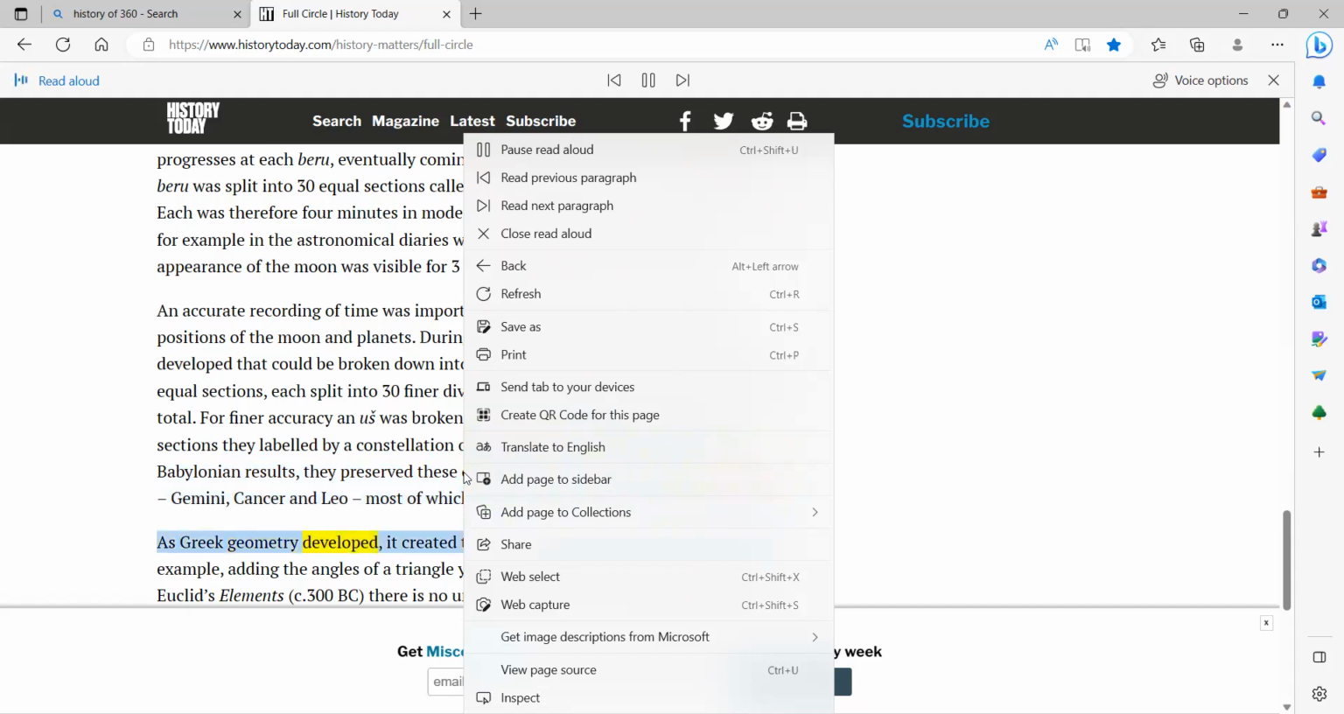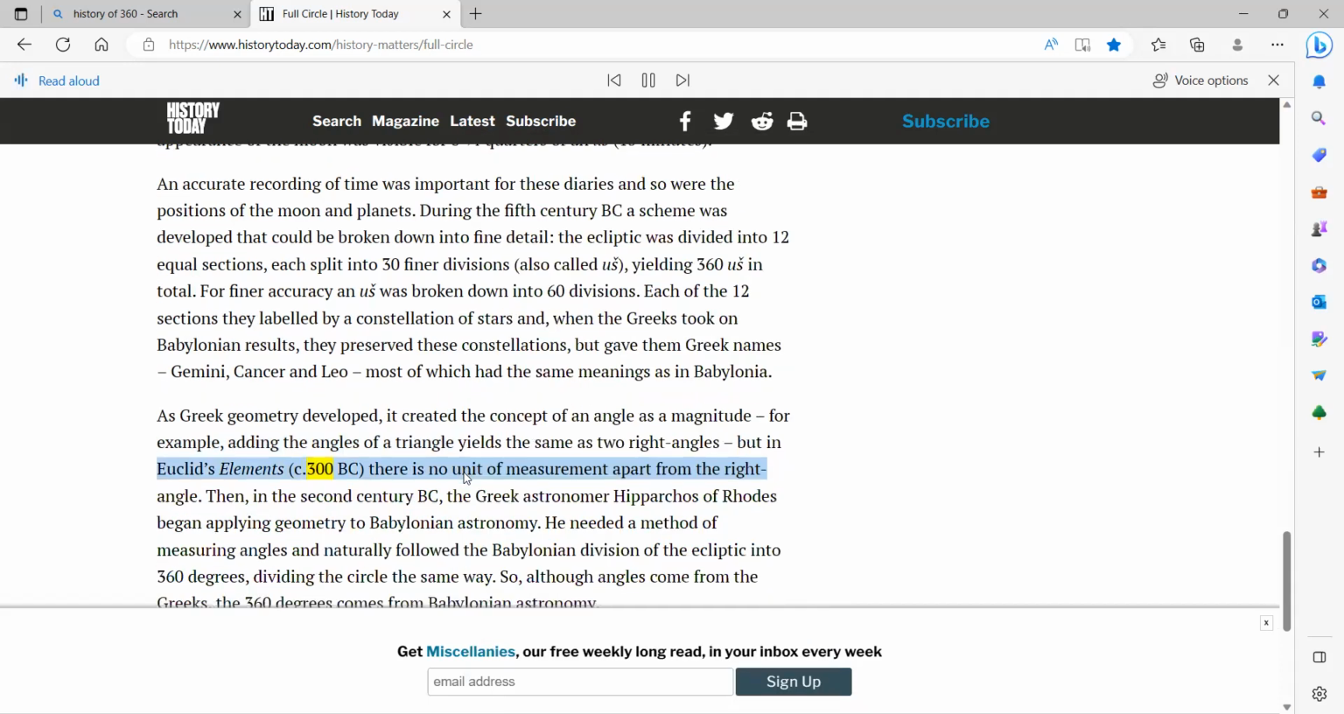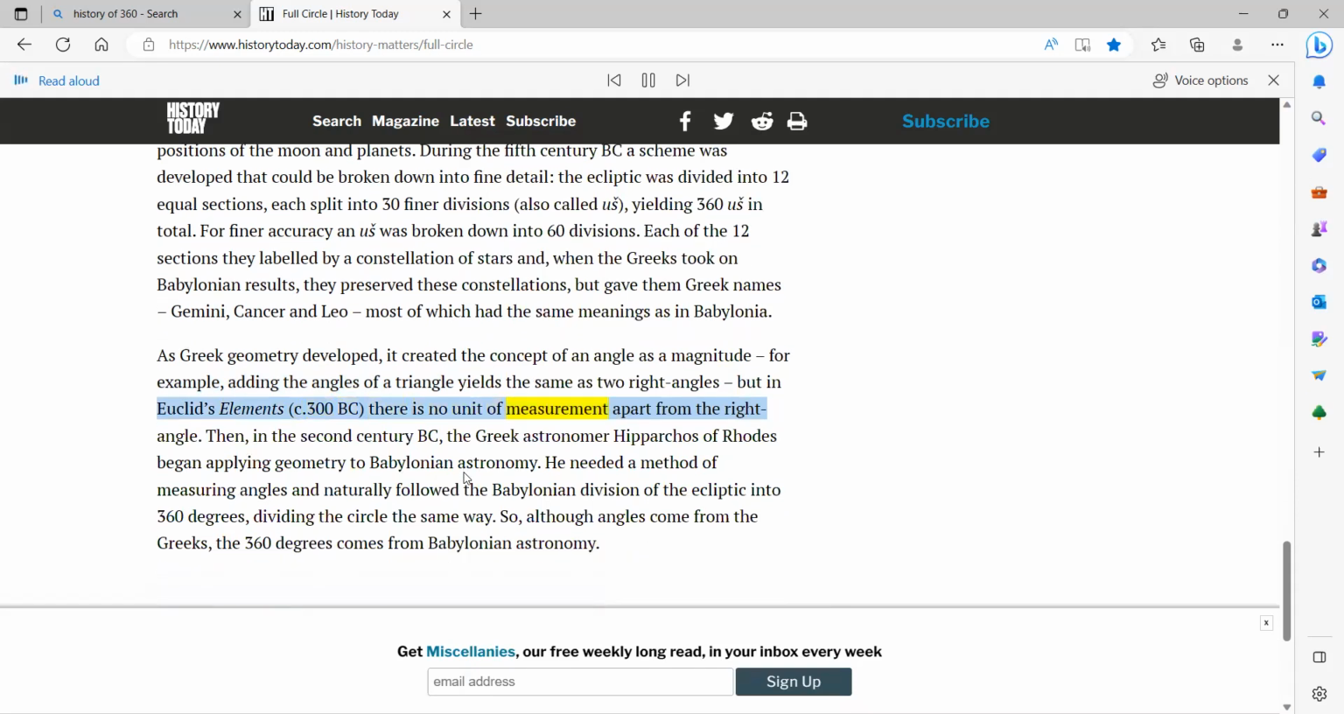As Greek geometry developed, it created the concept of an angle as a magnitude. For example, adding the angles of a triangle yields the same as 2 right angles. But in Euclid's Elements, c. 300 BC, there is no unit of measurement apart from the right angle.